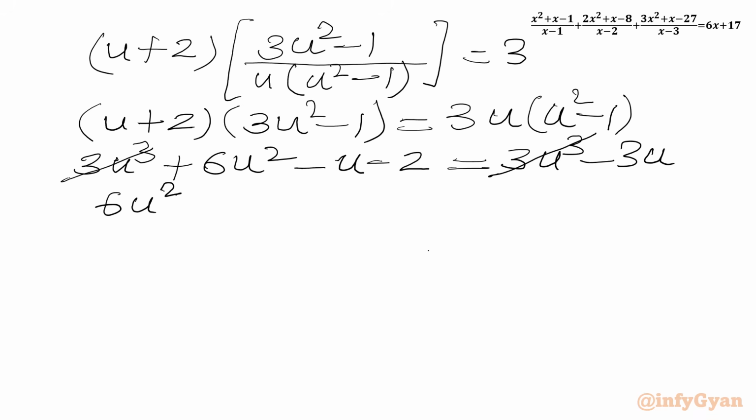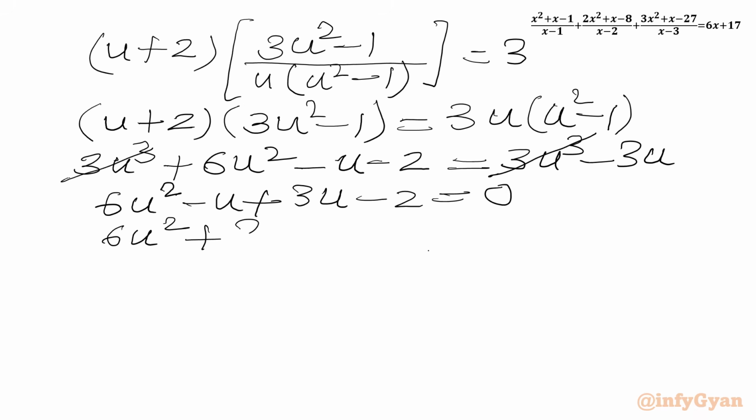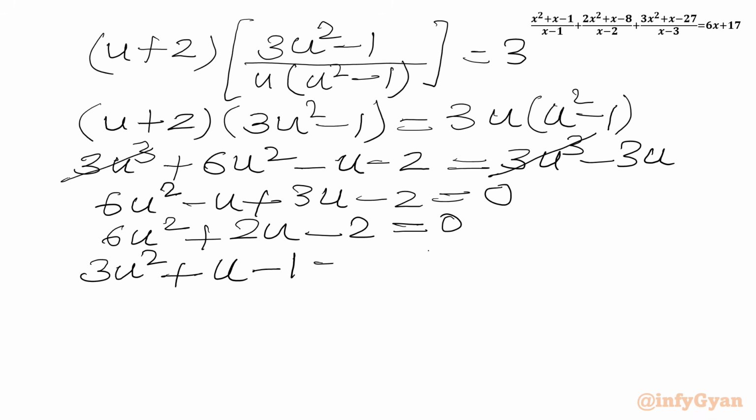6u square minus u plus 3u minus 2 equal to 0. Or we can write 6u square plus 2u minus 2 equal to 0. Now we can take 2 common out, or we can divide this equation by 2. We will get 3u square plus u minus 1 equal to 0.